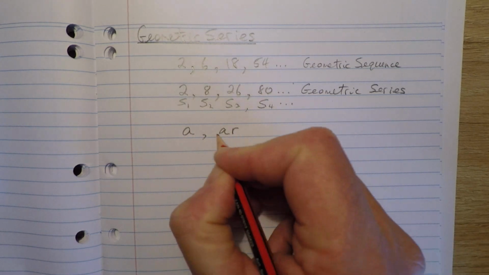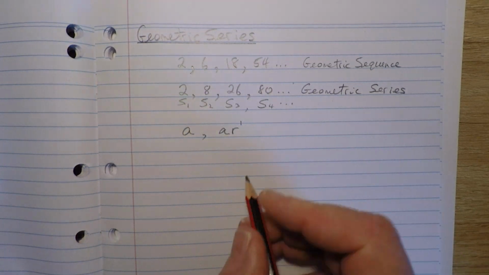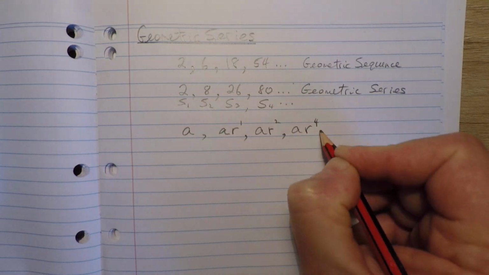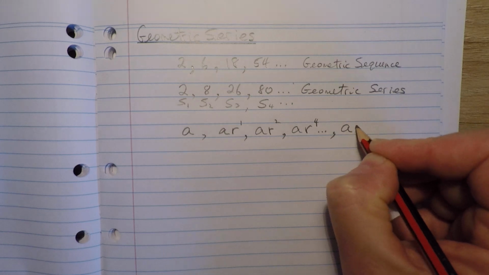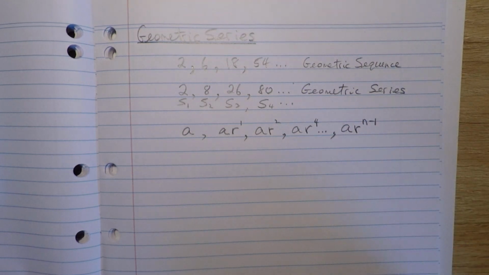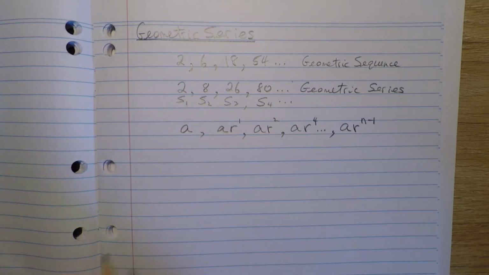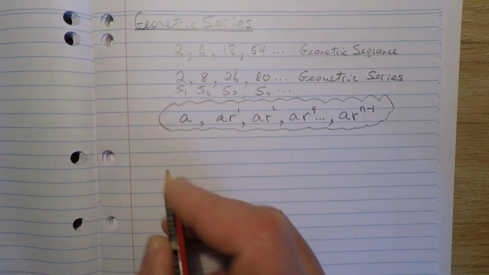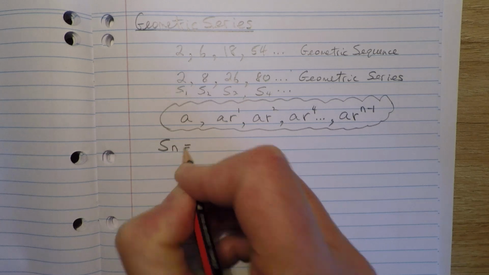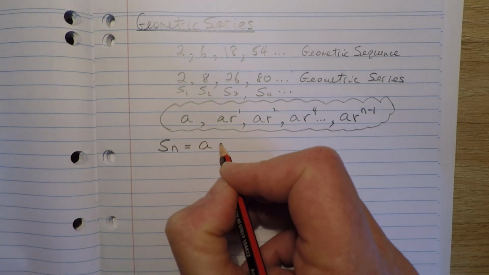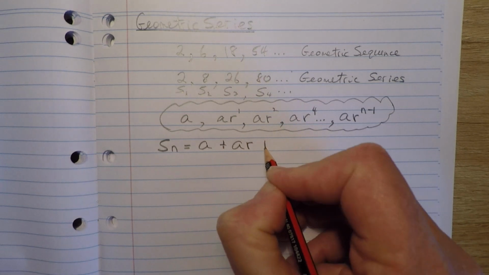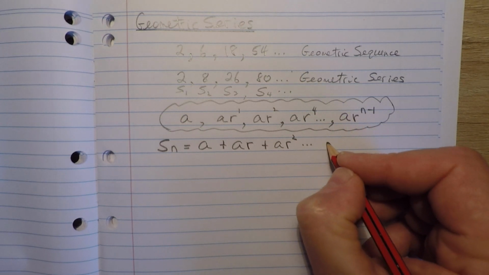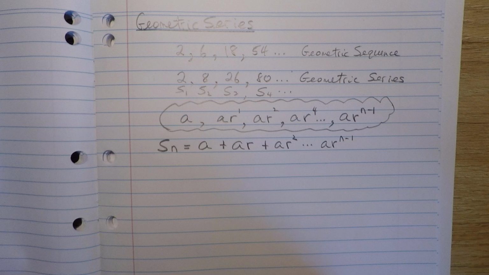First term is A, second term is A times R. If I wanted to, I could put A times R to the power 1. Third term is AR squared, AR to the fourth, all the way up to AR to the power n minus 1 for the nth term. Now that's my geometric sequence, which we already know. If I wanted to write a formula for the sum to n terms, then I would have to write this with all the additions. A plus A times R plus A times R squared, and so on, up until I get to A times R to the n minus 1.